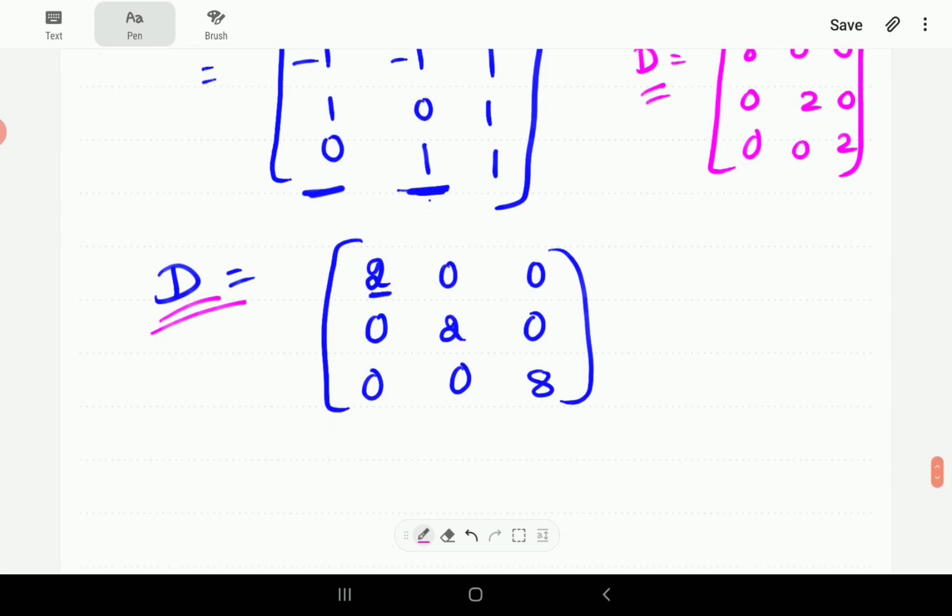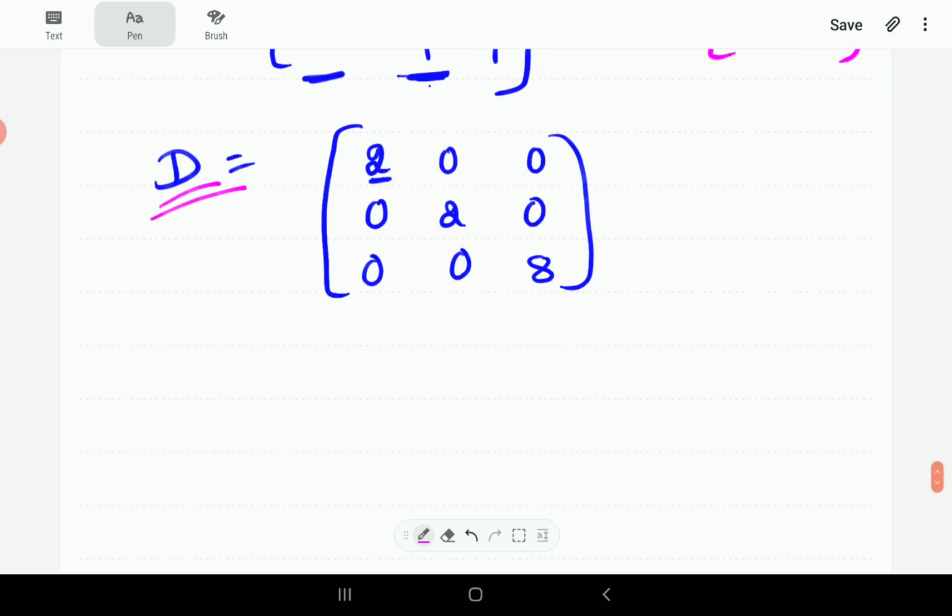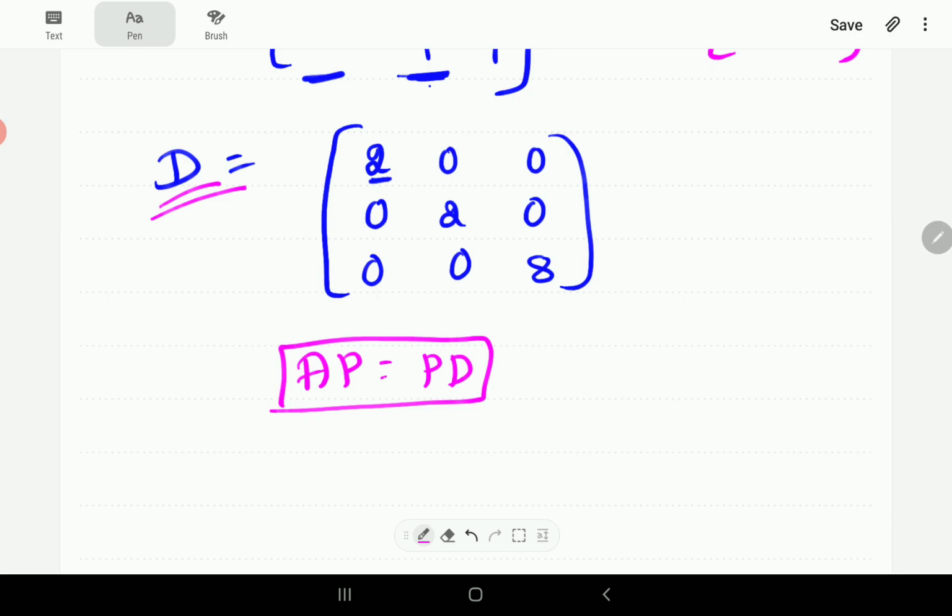All right. So now clearly you've got your P and you've got your D. So I'll leave you to check whether A into P is equal to P into D. Definitely it will hold, and you just check it. As I told you, it's a good habit to check whether we are getting the correct answer or not.